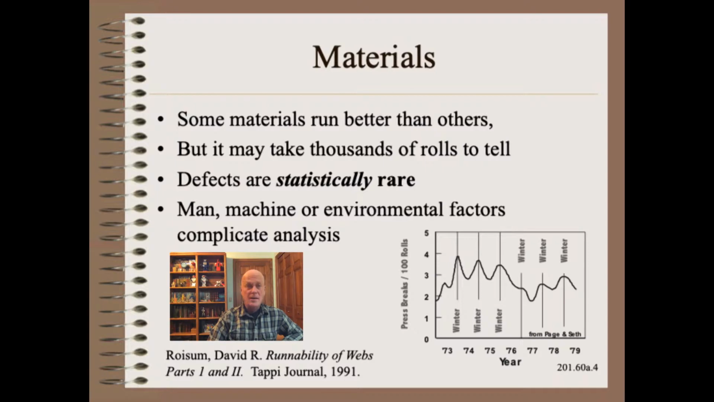Materials are far more complicated than a single comparison of the runnabilities between you and your competitor will ever reveal. Merely telling whose material is better by a single metric, such as runnability, might require a sample size of thousands of rolls, as shown by Page and Seth. Even then, you would have absolutely no clue why your web performed more poorly. There are 1,000 ways your web is different, any of which, singly or in combination, might be largely responsible.